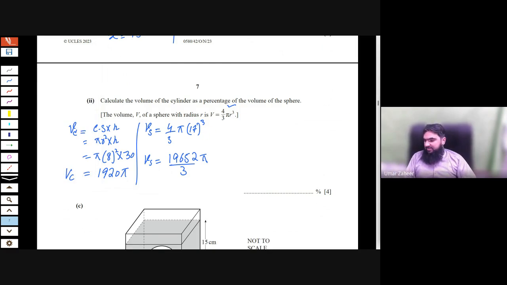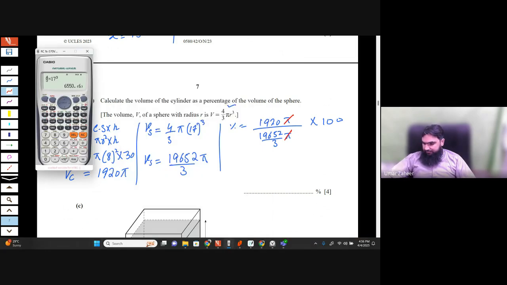Now we have to find the percentage. For the percentage, we are going to divide the volume of the cylinder, that is 1920 pi, by the volume of the sphere, that is 2560 pi divided by 3, multiplied by 100. This value will be cancelled out. Now use the calculator to find the final answer.